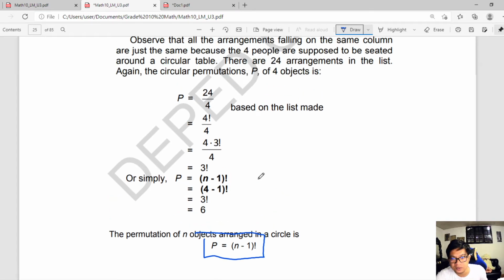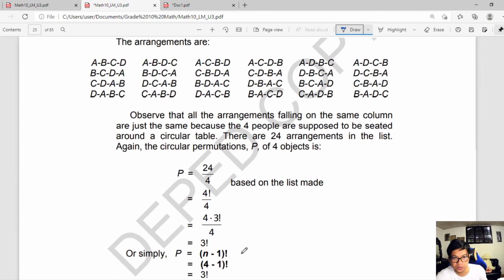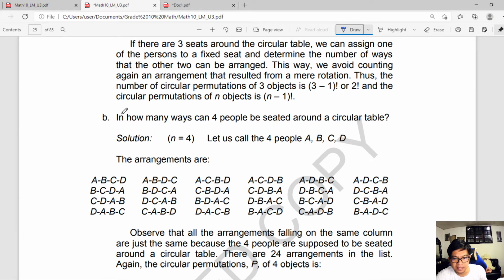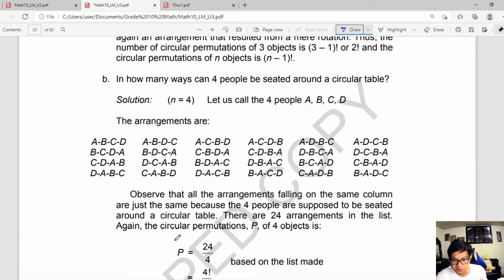So, yan ang tatandaan nyo pag na-arrange yung object sa circle, ang i-apply natin is n minus 1 factorial. So, in how many ways? Halimbawa, meron tayong example. In how many ways can 4 people be seated around a circle table? So, let us call the 4 people A, B, C, D. The arrangements are A, B, C, D, B, C, D, A, and so on and so forth. Observe that all the arrangements falling on the same column are just the same because the 4 people are supposed to be seated around a circle table.